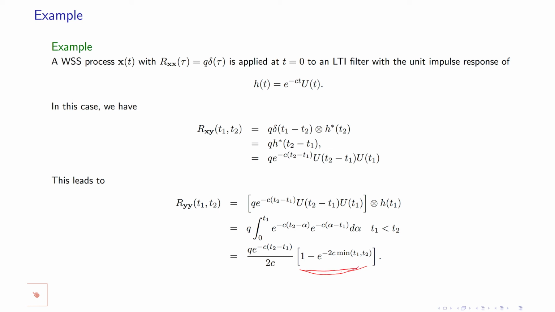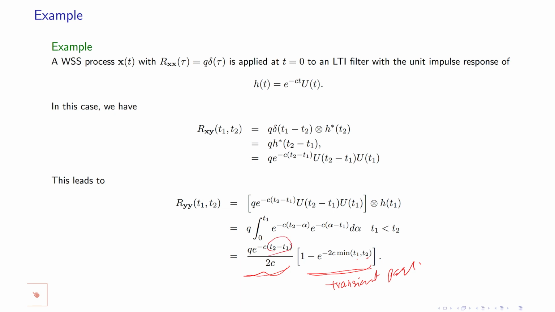For this term, as t1 and t2 both increase, this will tend to become equal to 1. So this is the transient part, and this is the stationary part. So the autocorrelation function, the stationary part, is only a function of t1 minus t2.